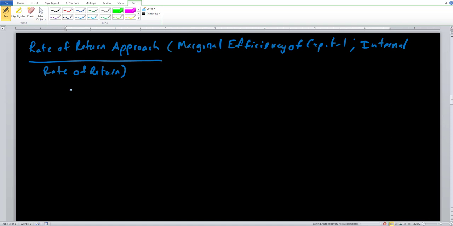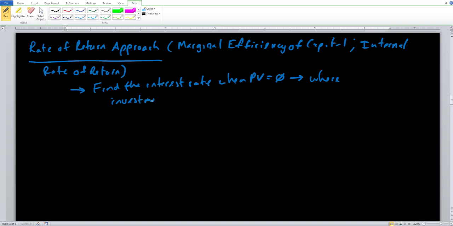So let's go ahead and find out what we need to do with the rate of return approach. Essentially, what we want to do is find the interest rate when the present value is equal to 0. And when we find the interest rate when the present value is equal to 0, that's where the investment breaks even.